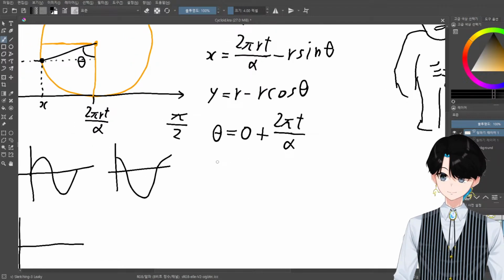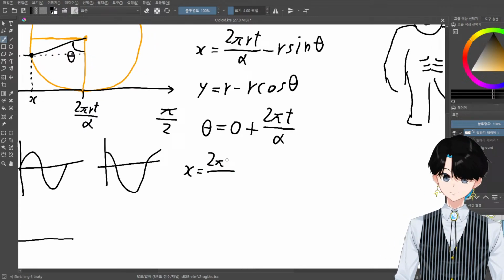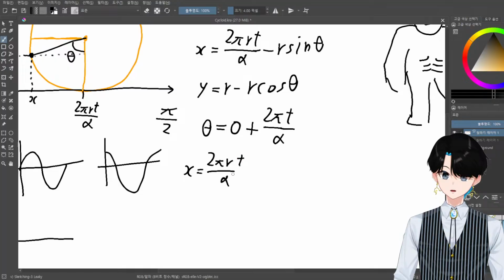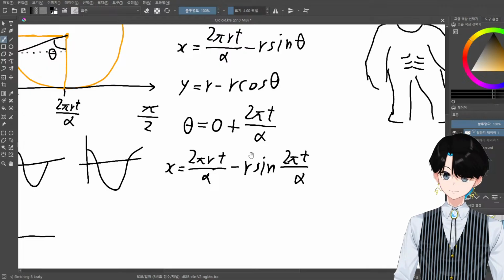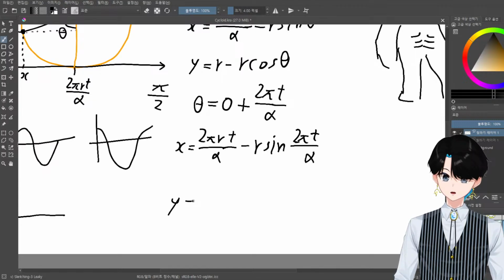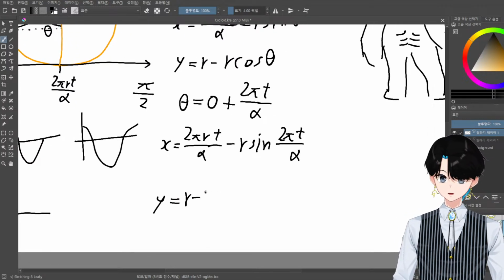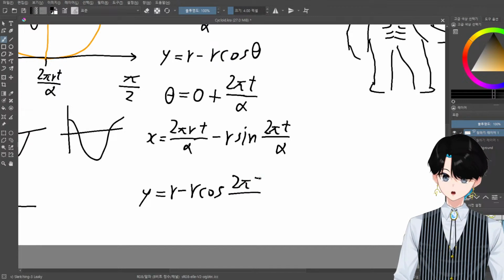Then it will be alpha t minus r sine 2 pi t over alpha. Okay, and y will be r minus r cosine 2 pi t over alpha.